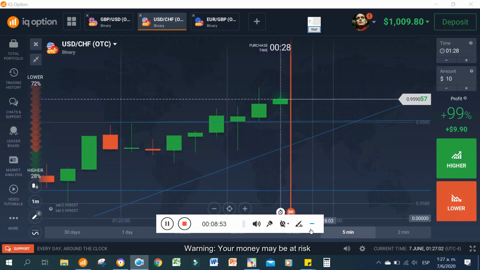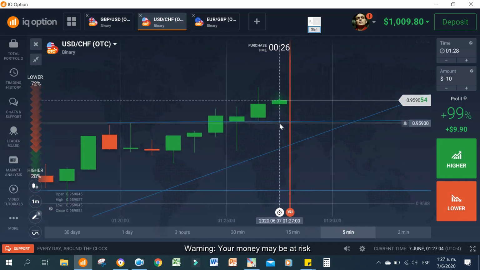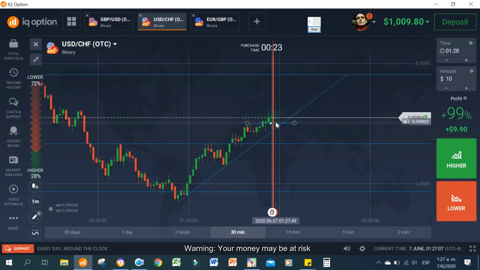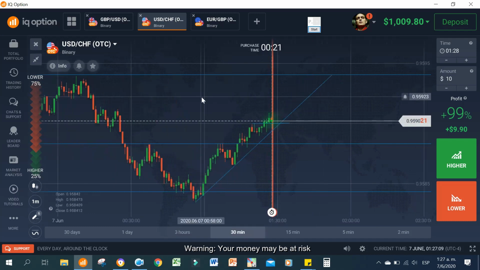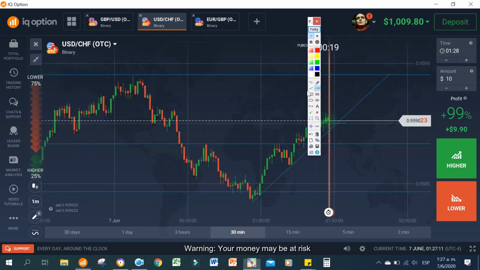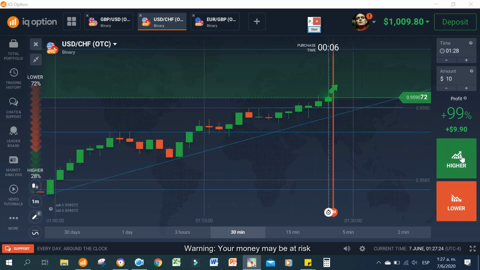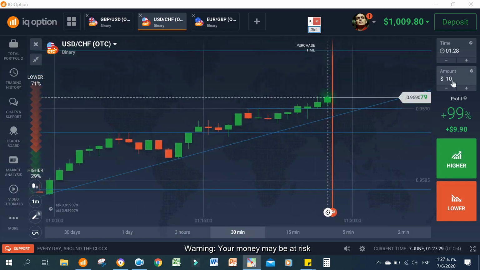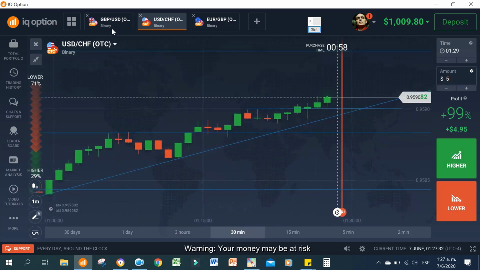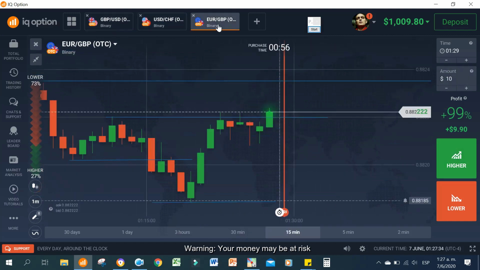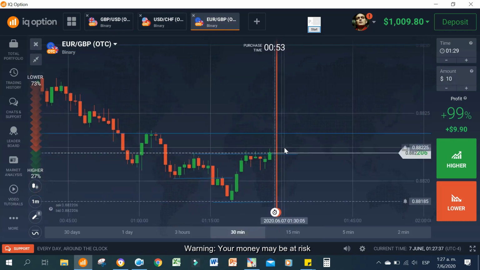Let me see if we can make another entry here before I leave. But I need to know that this area is a resistance area too, so I need to be very careful. Anyway. No. Didn't have enough time.